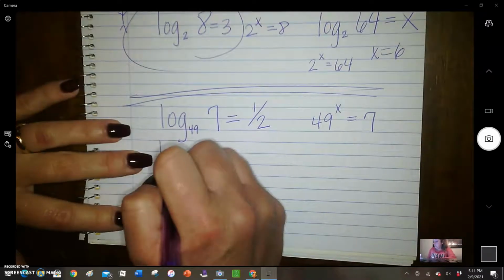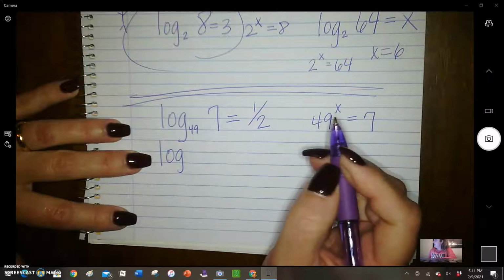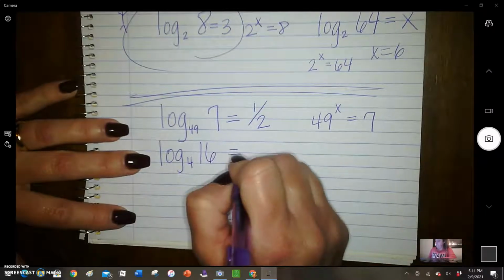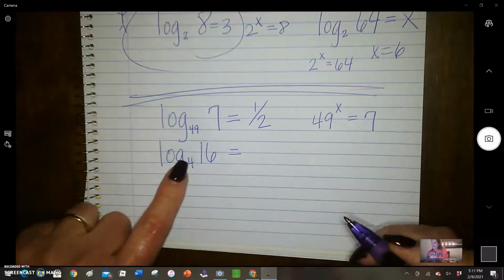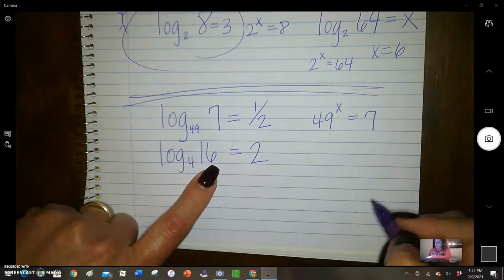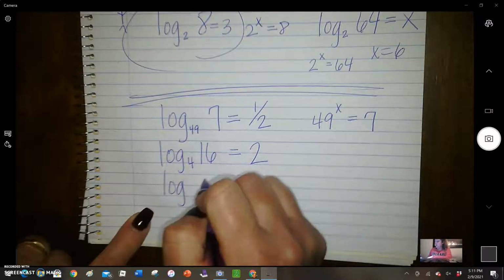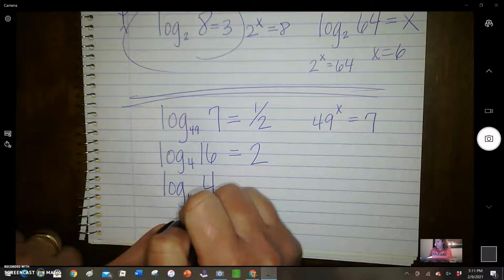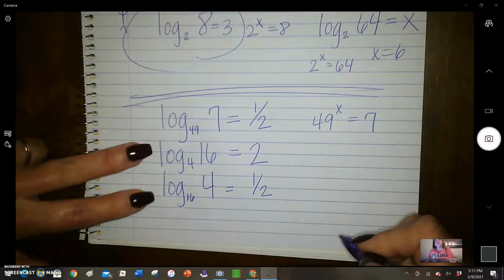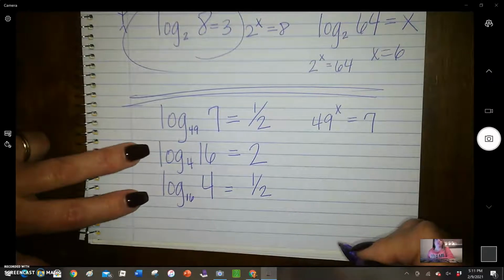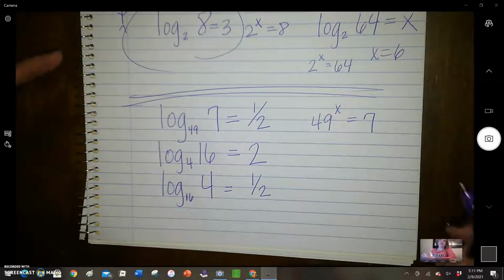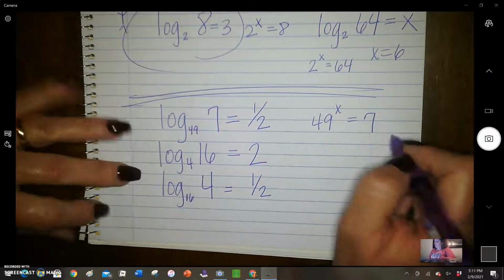All right, so the log of 16 with a base of 4. Be careful, right? This is 4 to the what power is 16. This answer is 2. But the log of 4 with a base of 16, that answer is going to be 1/2. Hopefully you can see the difference between those two. All right, a couple more examples, because of course it always gets a little bit hairier.